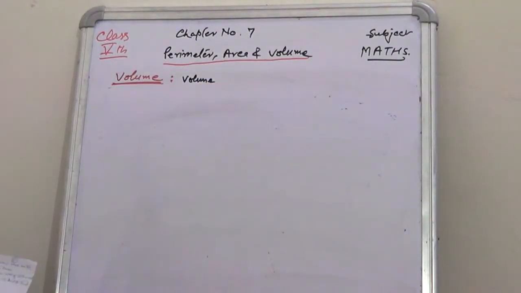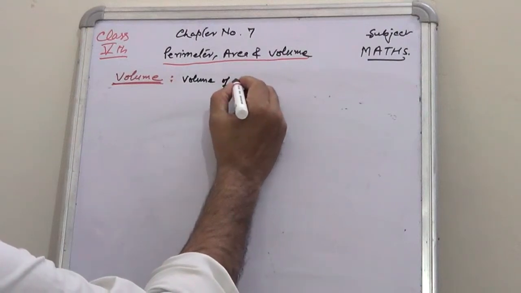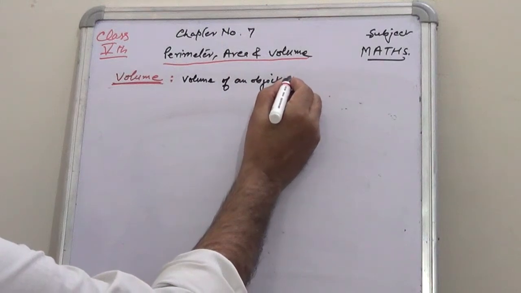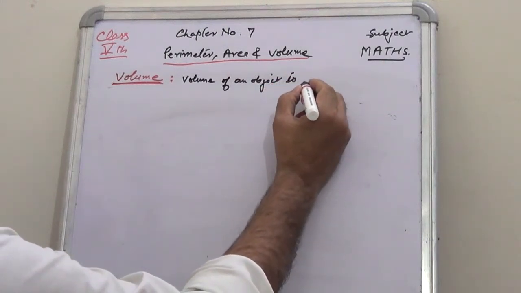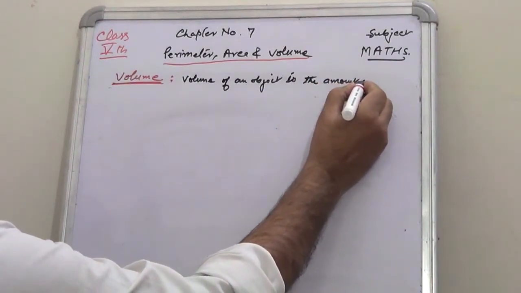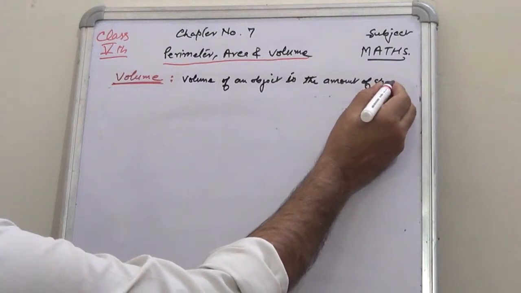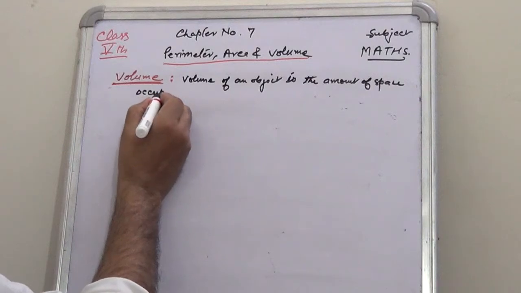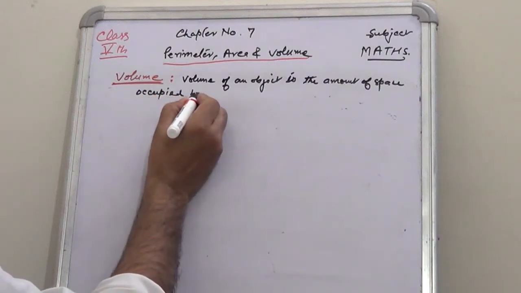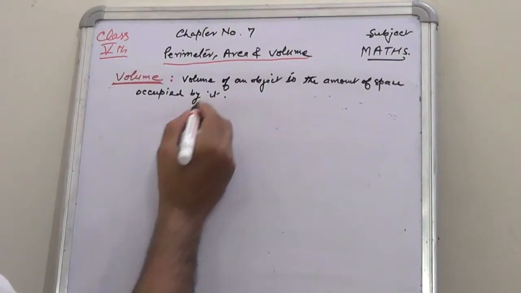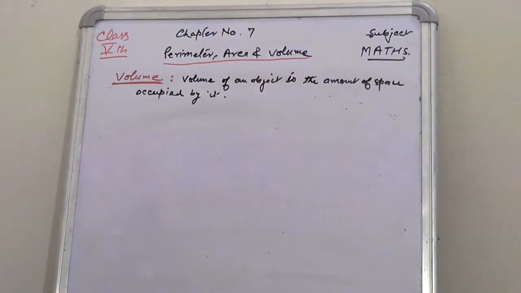Let us define volume. The volume of an object is the amount of space occupied by it.